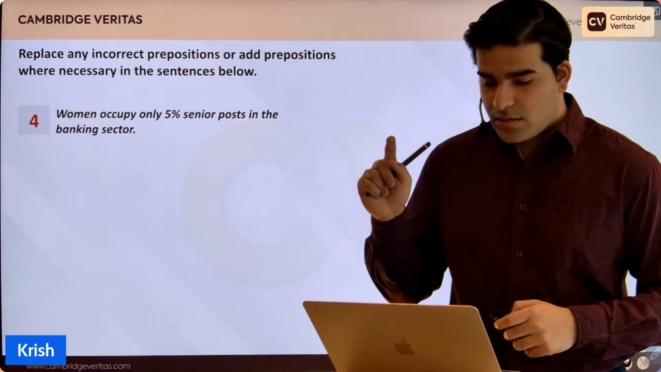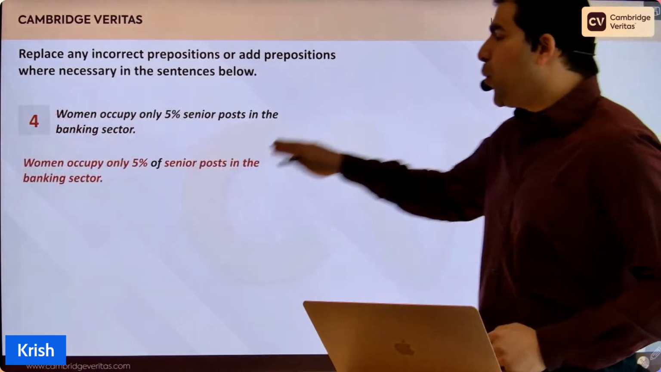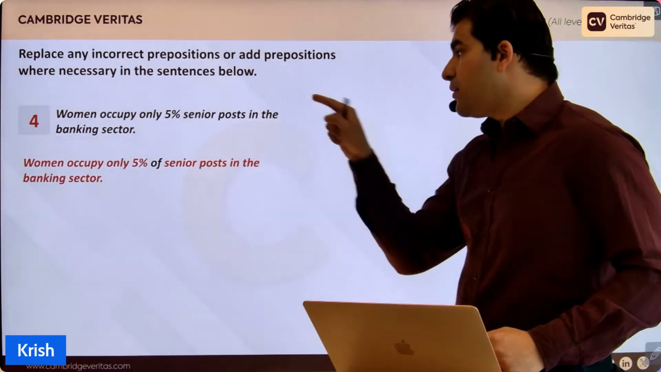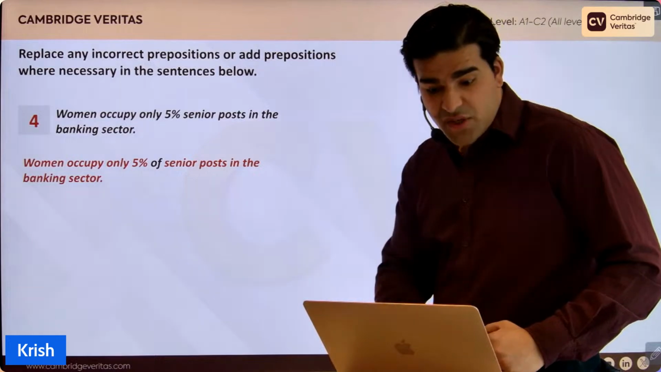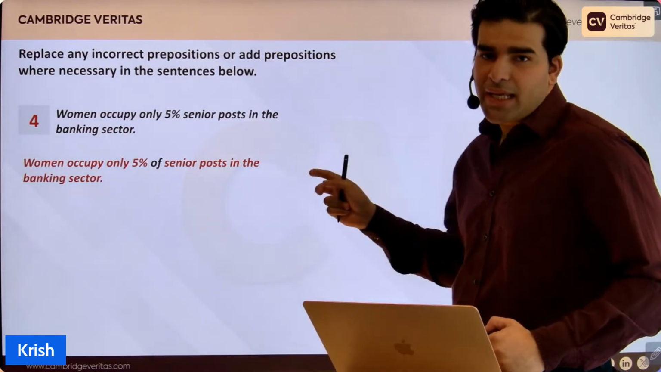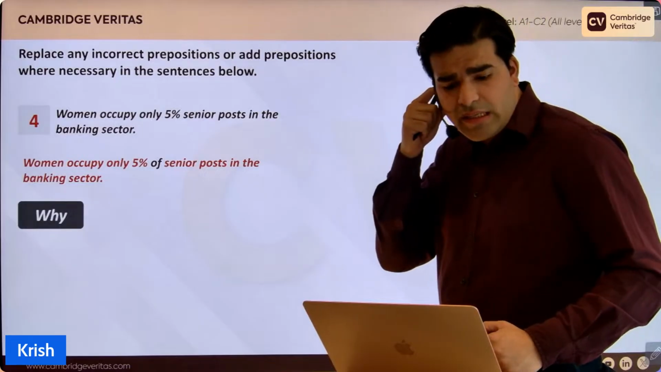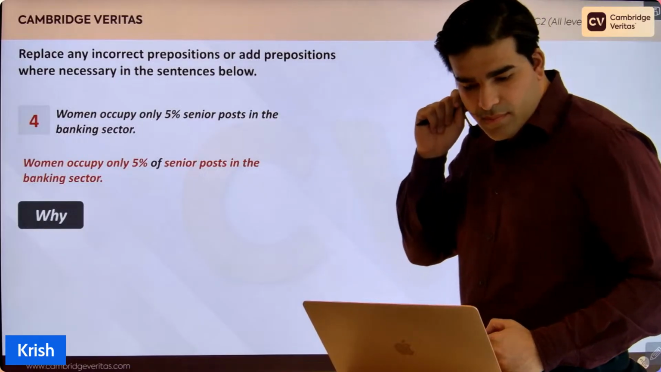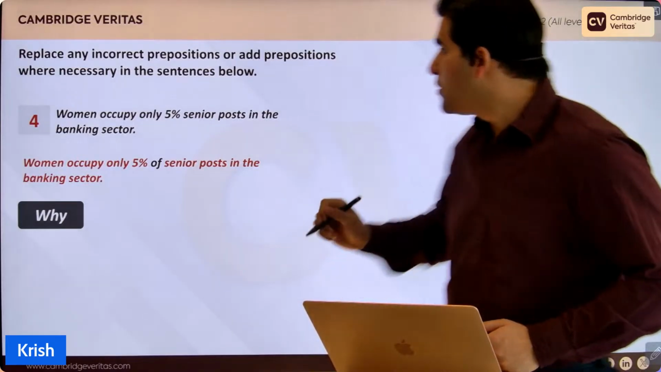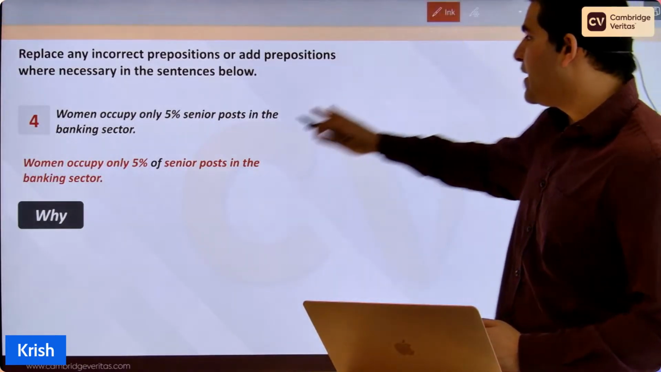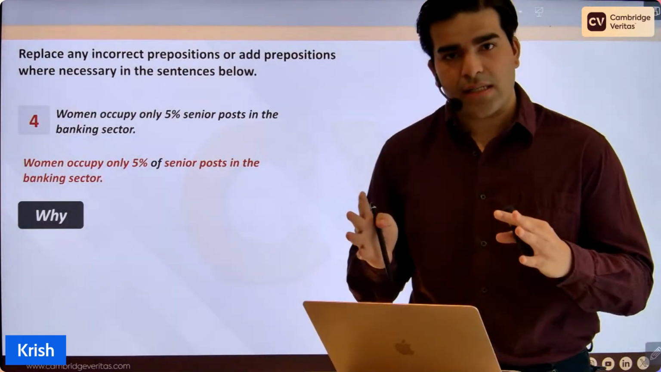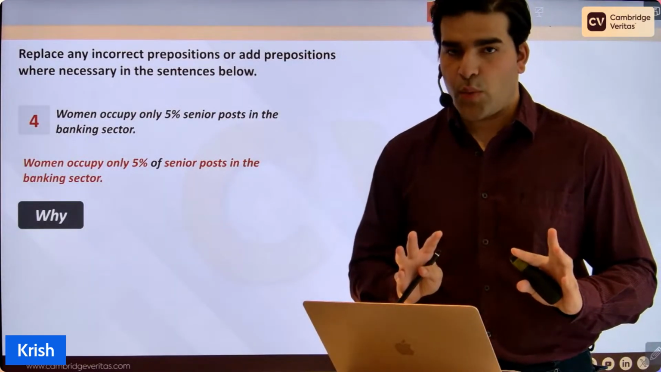So the correct one is, women occupy only 5% of senior posts in the banking sector, because you have to connect the association here. Why? What is the reason here? Just to tell you, if you write it like this, it is correct as well. This sentence is right even like this.